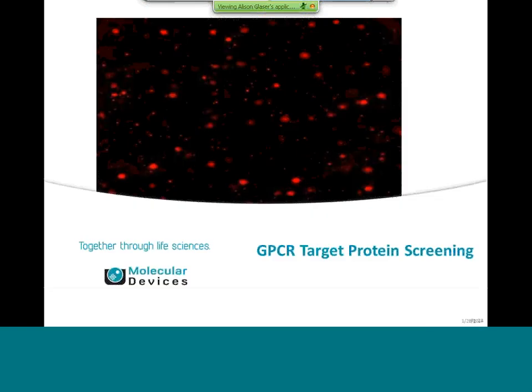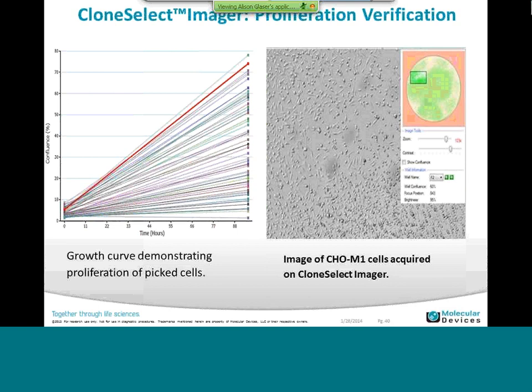Also using the CloneSelect imager, we were able to determine when the cells were confluent enough for the calcium-6 assay on the Flipper Tetra system. And in fact, the CloneSelect imager is a beneficial tool anytime one needs to use prior to a cell-based assay to ensure that their cells have reached appropriate confluence levels.